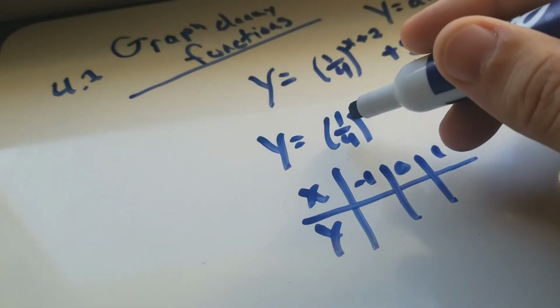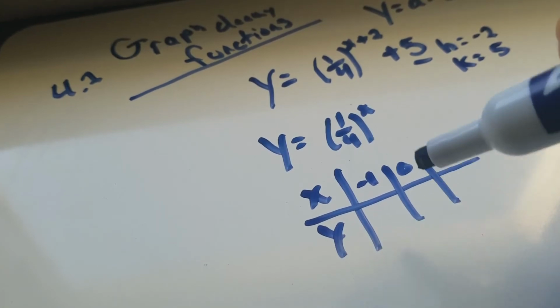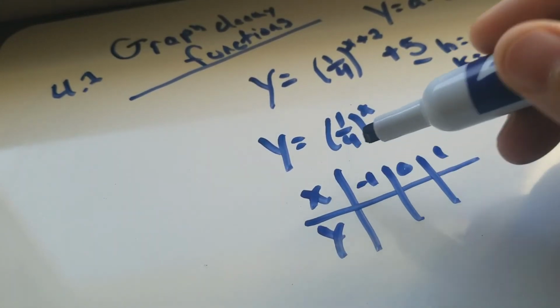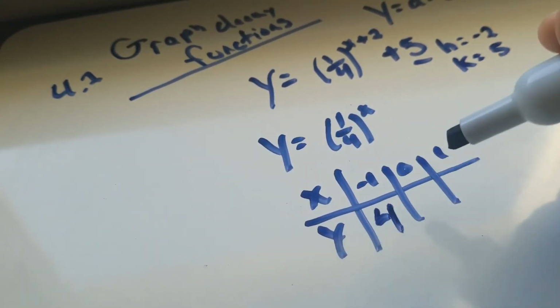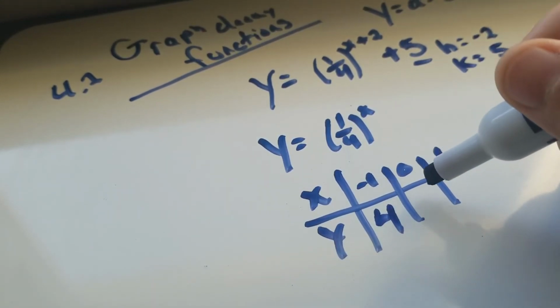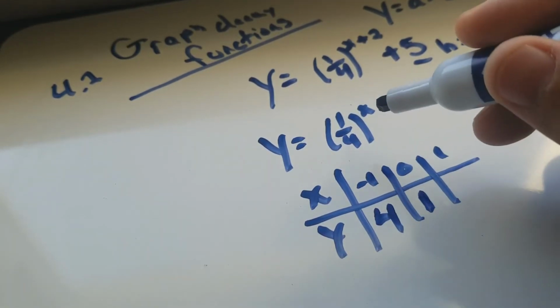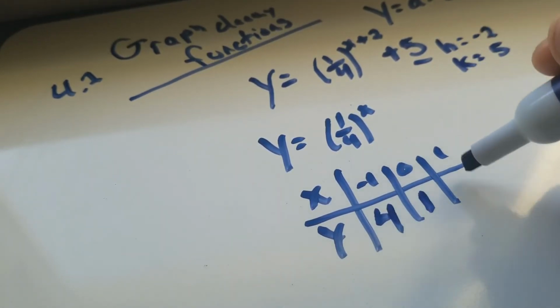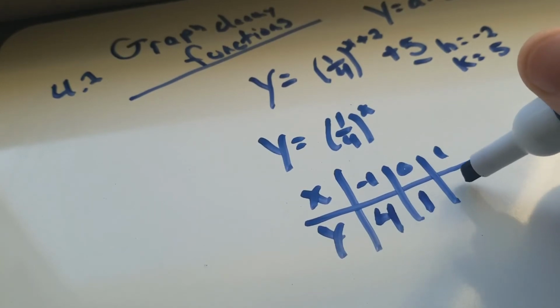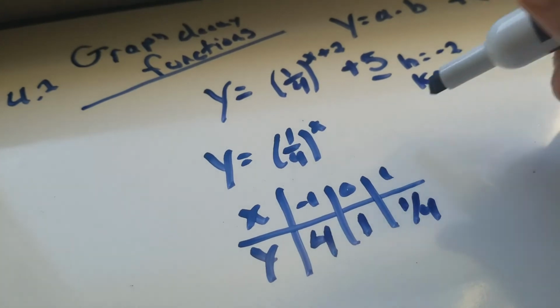So then from here, 1/4 to the -1 power. I'm not going to show the work because you should pay attention. 1/4 is just going to flip the fraction. So that's going to be 4. 1/4 to the 0 power. Anything to the 0 power is just 1. And then 1/4 to the 1 power, it's just going to be 1/4. It stays the same.